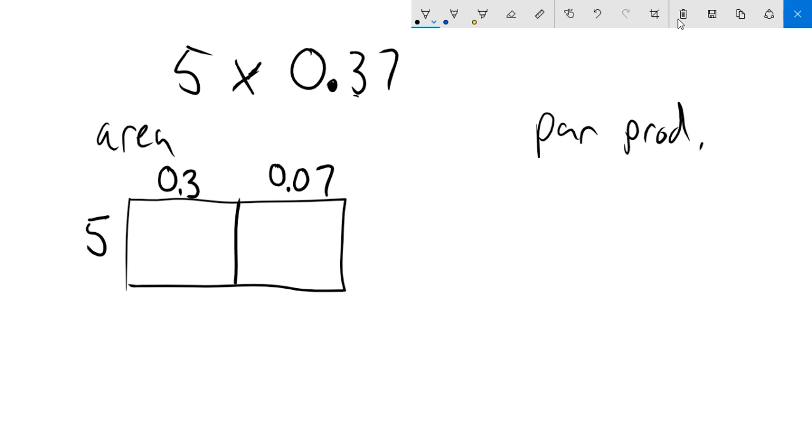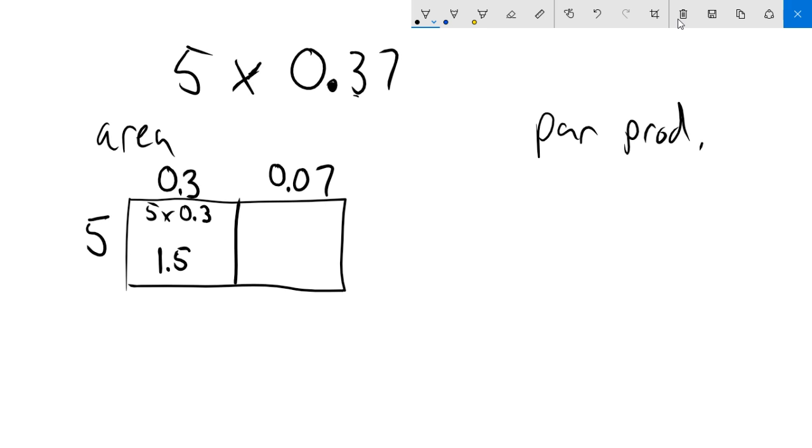Now we're going to go inside this part of the rectangle and find the area of this one. It's the length and the width, so it's 5 times 3/10. This is what you did yesterday, and you were able to do this relatively easily. 5 times 3/10: 5 times 3 is 15, and 15 times 1/10 would make it 1.5.